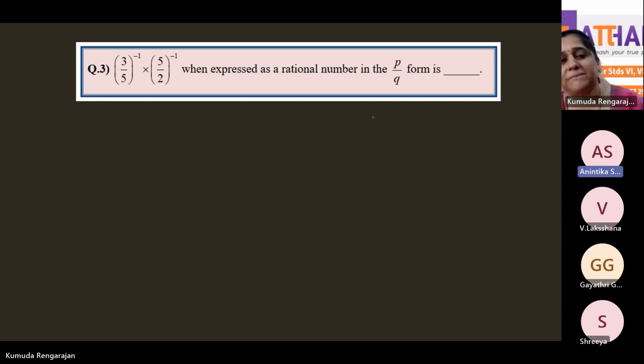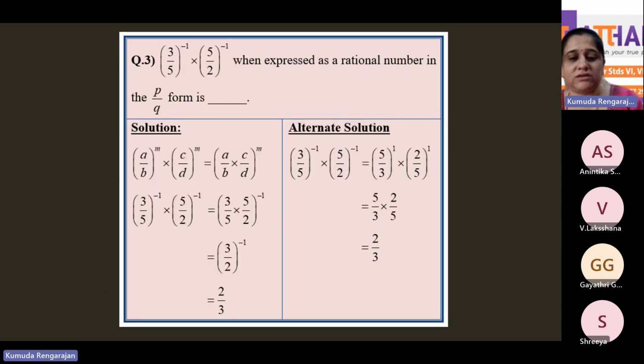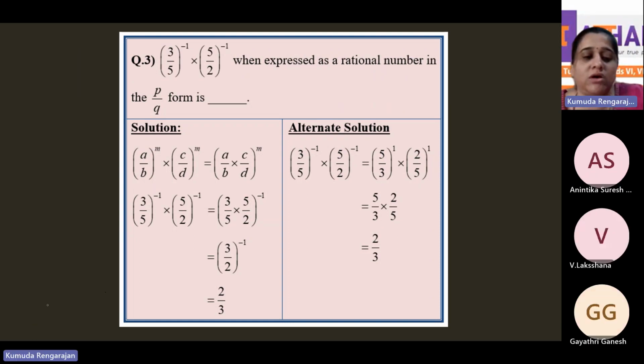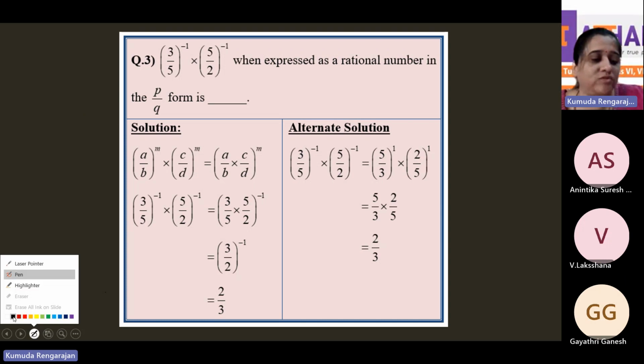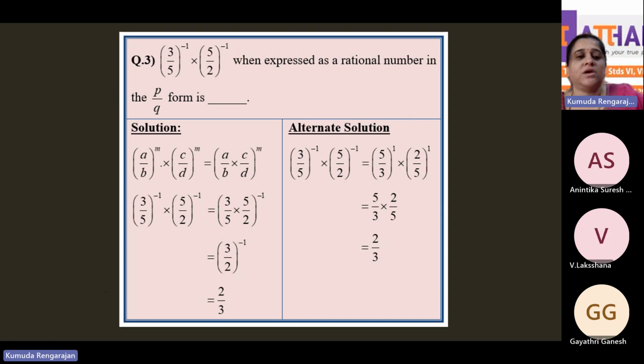The answer is 2 by 3. Yeah, you're right. 2 by 3 is the answer. I have given you two different ways of arriving at the answer. One is using the rule. The first one is using the rule of a by b to the power m. You can see that both the terms are raised to the same power minus 1, and it's multiplication.